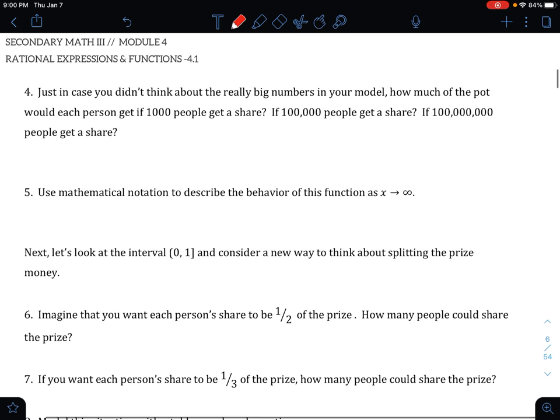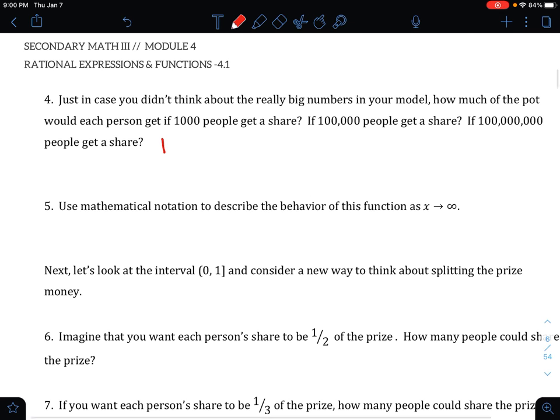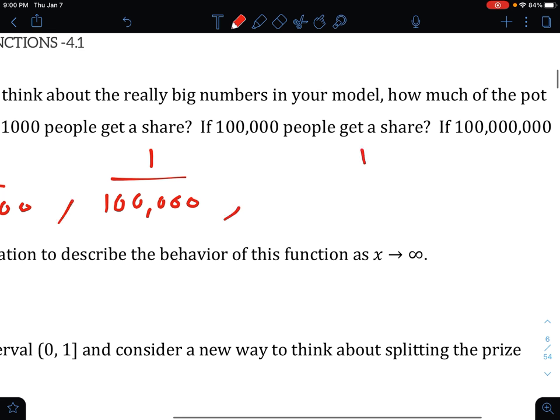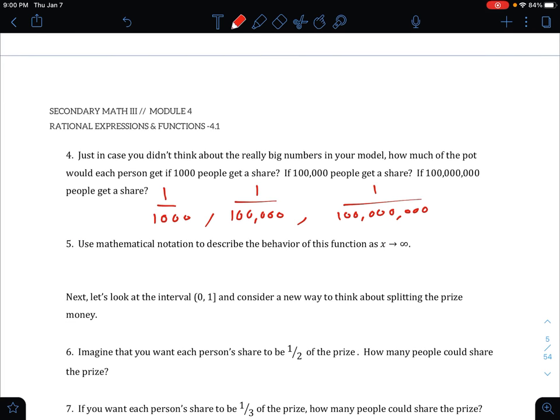So for number 4, it says, just in case you didn't think about really big numbers in your model, how much of the pot would each person get if 1,000 people get a share? Well, each person would get 1 out of 1,000, right? If 100,000 people share, well, how much would they get? They'd get 1 out of 100,000. What if 100 million, right? Then you would get 1 out of 100 million, right? And these values, it says, use a mathematical notation to describe the behavior as x approaches infinity.